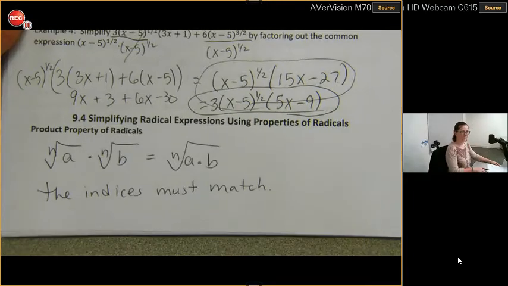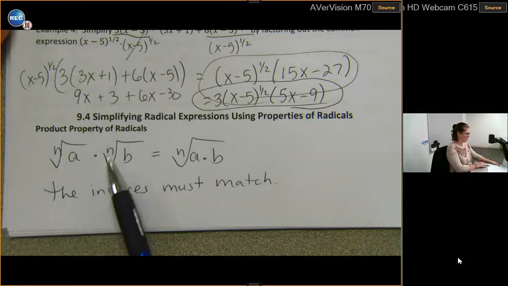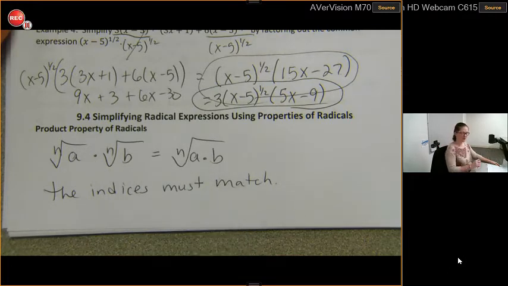Section 9.4, simplifying radical expressions using properties of radicals. So we start with what's called the product property of radicals, which says that if you have matching indices in a multiplication of two radicals, then you can combine and multiply together what's underneath those radicals.